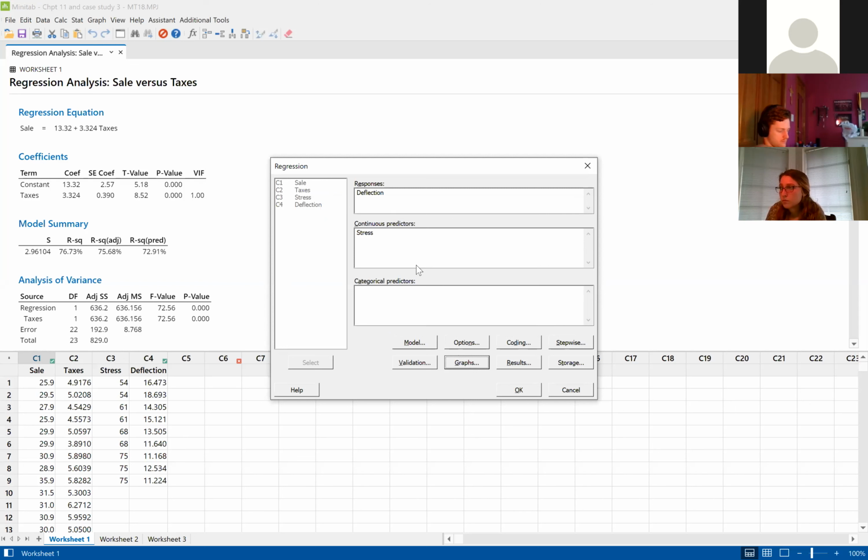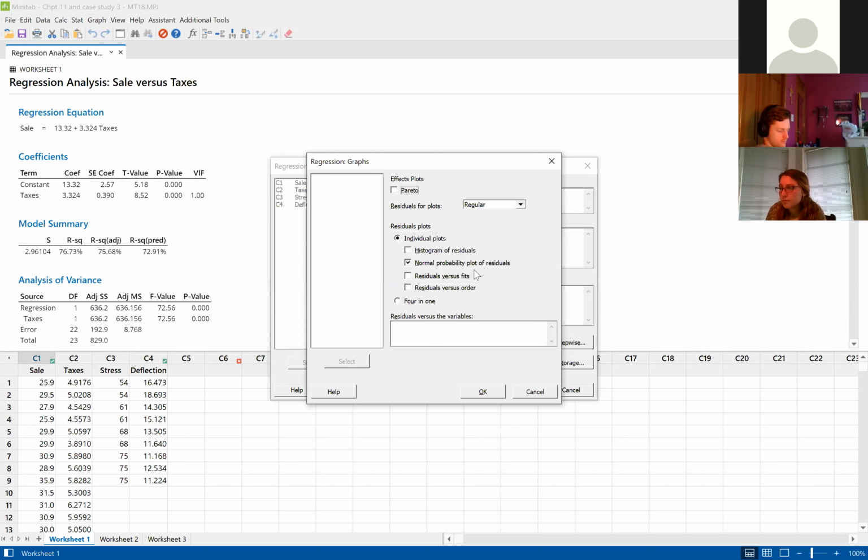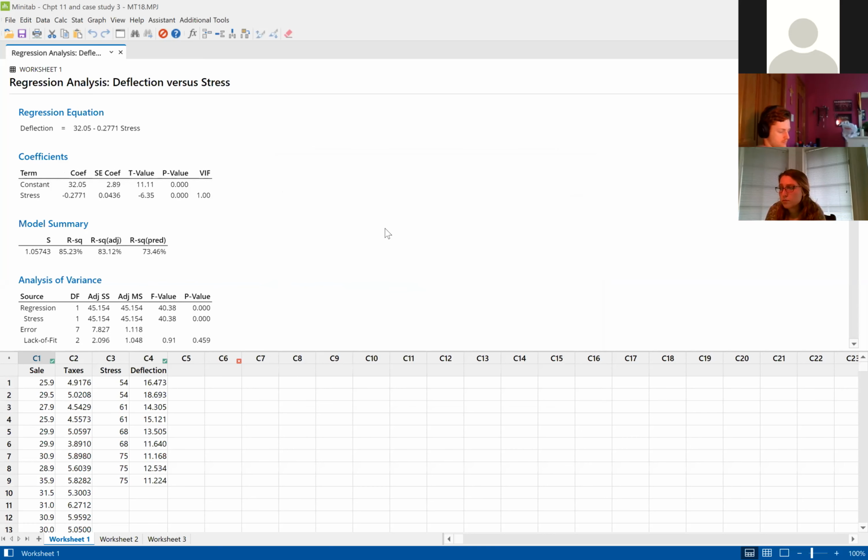And for the graphs, I want to make sure that normal probability plot of the residuals is checked off because I'm going to copy and paste that into my homework document. So I go ahead and hit OK, and I run the information. So I've got my regression equation, and so that's the first thing I'm going to copy down onto my table.